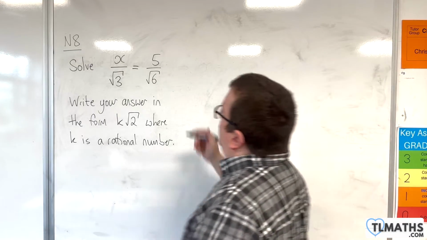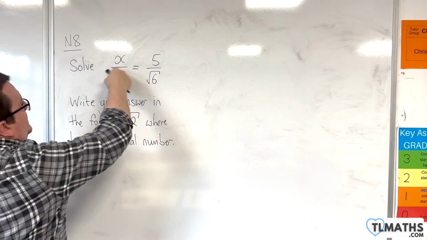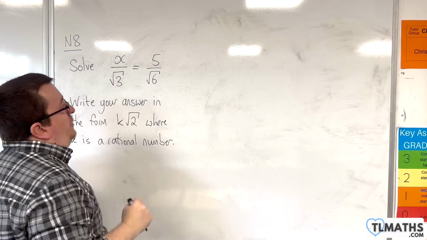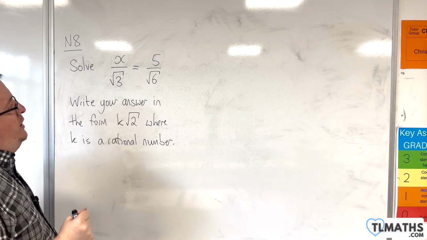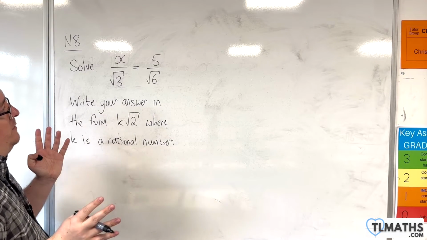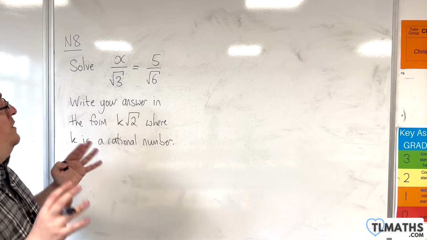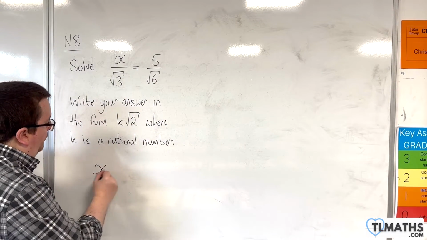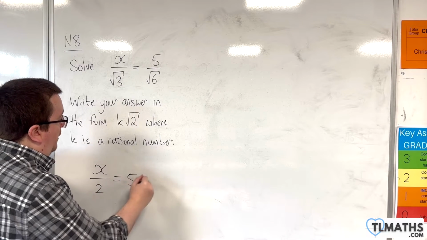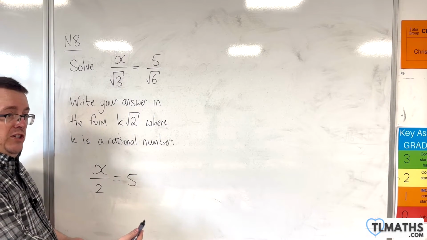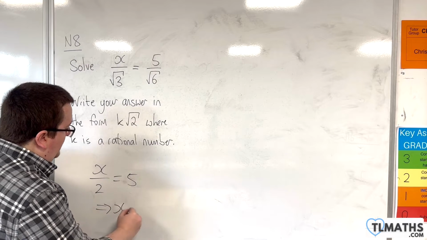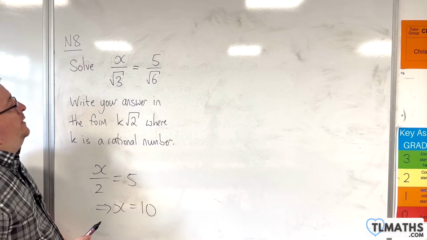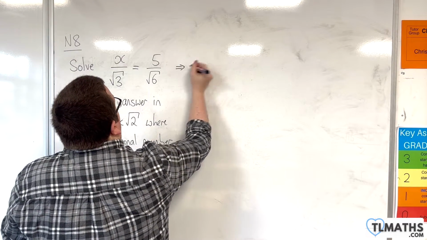Now, in order to solve an equation like this, I need to get rid of this denominator here. So I'm going to multiply both sides by root 3. Now, you could see that as, well, does that mean I'm going to rationalise the denominator here? Well, no, I'm not. I'm going to multiply through by root 3 in the same way that I would solve x over 2 is equal to 5. I multiply both sides by 2 to get me to x is equal to 10. So I'm trying to isolate the x here. So I need to multiply both sides by root 3.